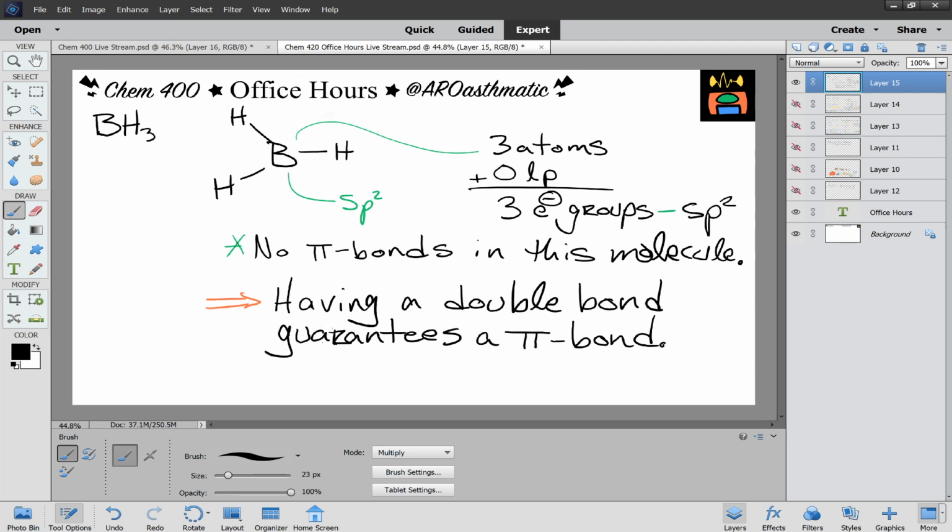Yes, totally. It depends upon hybridization and bonds. If you're gonna have a pi bond, you need to be sp2 or sp hybridized, because you need that unhybridized p orbital. But whether or not you have a pi bond depends upon, do you have a double bond in the system or a triple bond in the system.